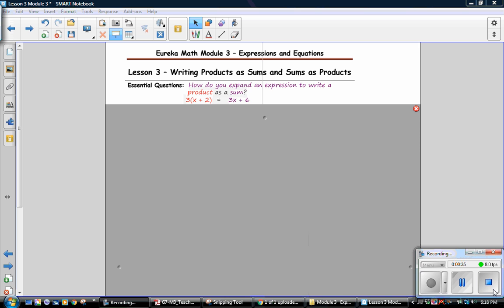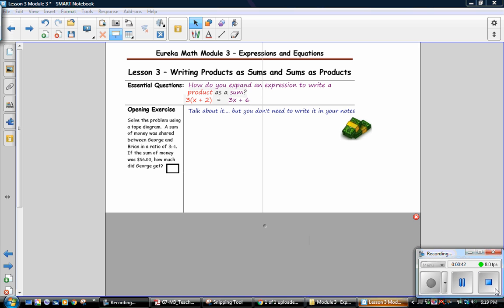Pause the video and copy the essential question. How do you expand an expression to write a product as a sum? We'll do the opening exercise, but you don't need to write it in your notes.